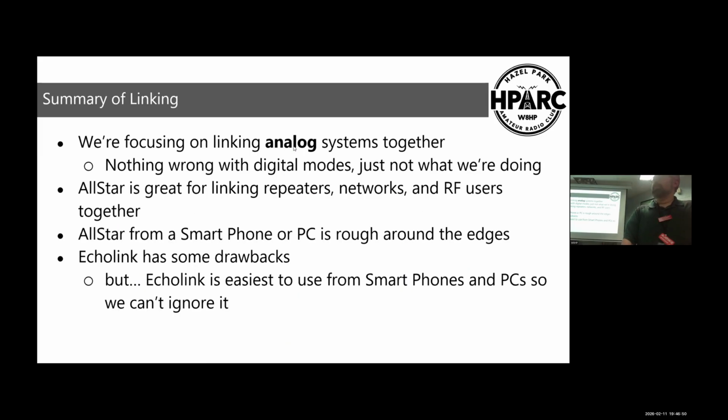So the summary of linking: we're focused on linking analog radios to analog radios. There's nothing wrong with DMR. It's a great thing, but our repeater is analog. We want to make sure that everyone doesn't have to run out and get a new DMR radio. VHF around here is mostly analog anyway, so we're sticking with analog. All-Star is really good for linking repeaters to other repeaters, but it's not so user-friendly when it comes to smartphone use. But Echolink is really good with that, so we're going to use both. More on that in our local project.